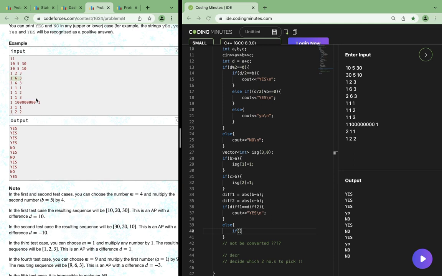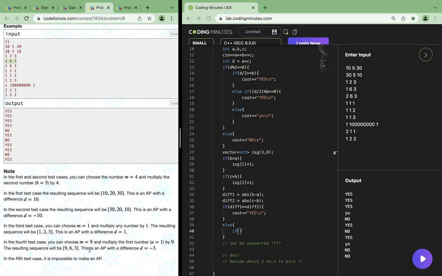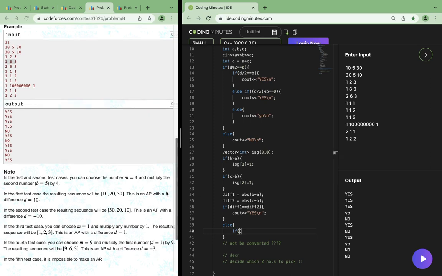So 1, 6 and 3, what was the answer to this? Man, I don't know how to solve this one.